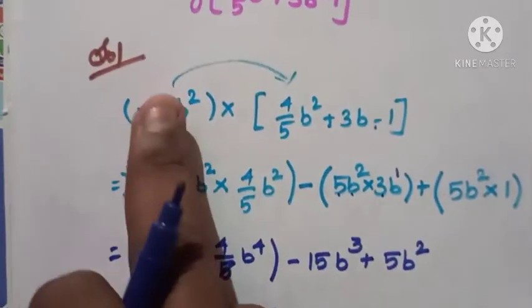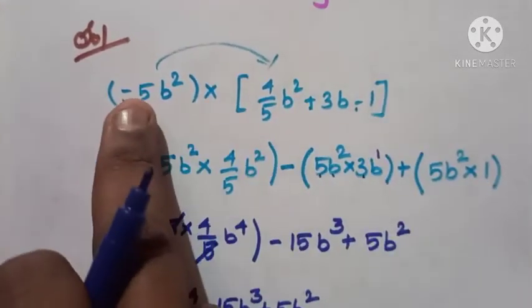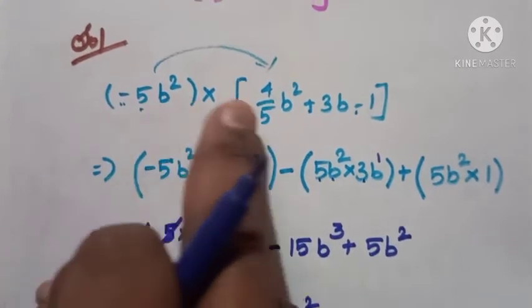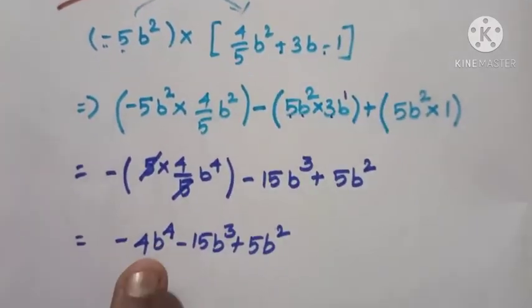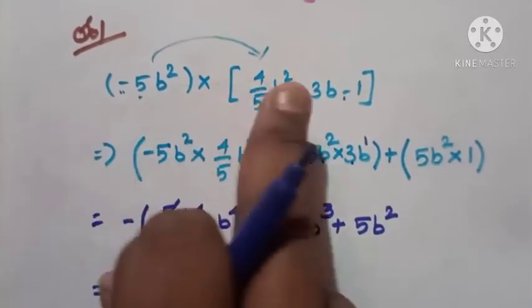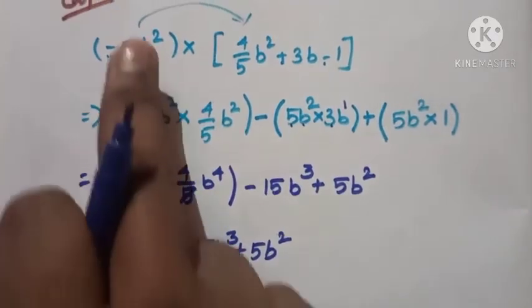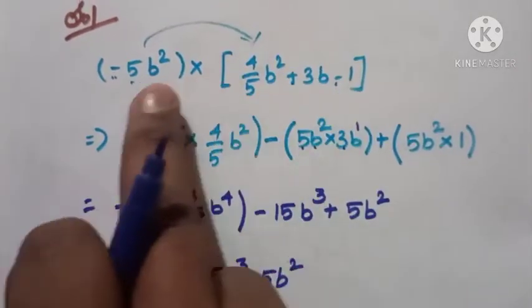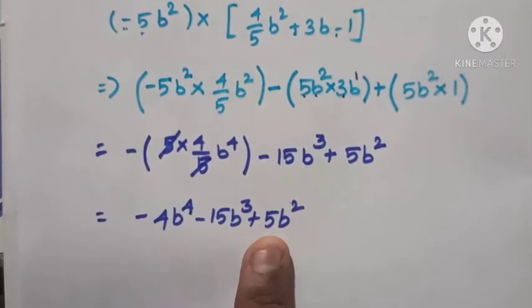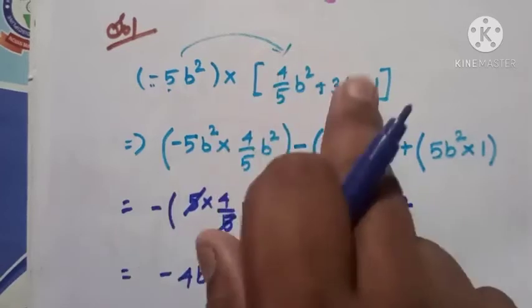So a monomial can be multiplied with this trinomial. You got 5 cancelled. So minus 4 b to the power 4, and plus into minus 5 3s are 15, so 15 b cube. Minus into minus is plus, 5b square multiplied with 1, you get plus 5b square. So now you got the result. This is the result when we multiply this monomial to the trinomial.